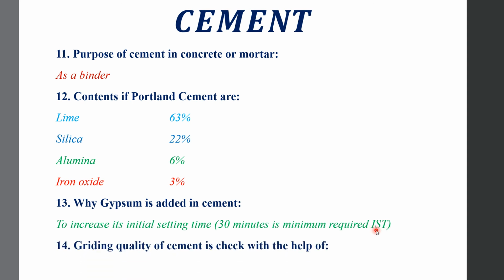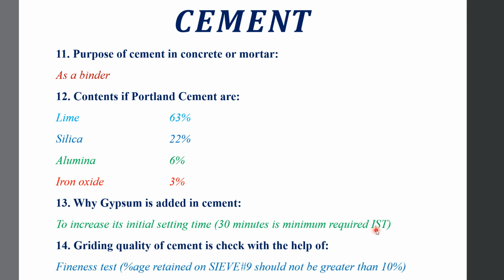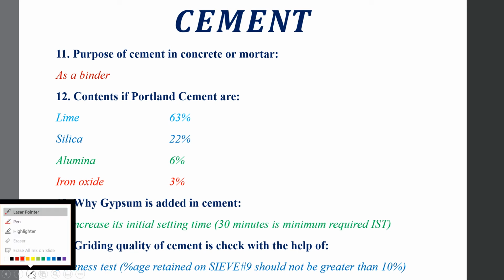The 14th property is grinding quality of cement. How can we check the grinding quality of cement in any burning process or cement preparation centers, that the grinding is of good quality or bad quality? Simply you will sieve the final material, cement, through sieve number 9, and you will observe if the percentage retained on number 9 sieve is not greater than 10%, it means that cement is of good quality, and this test is known as fineness test.